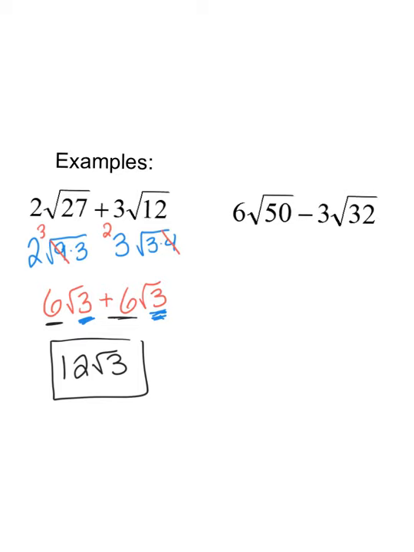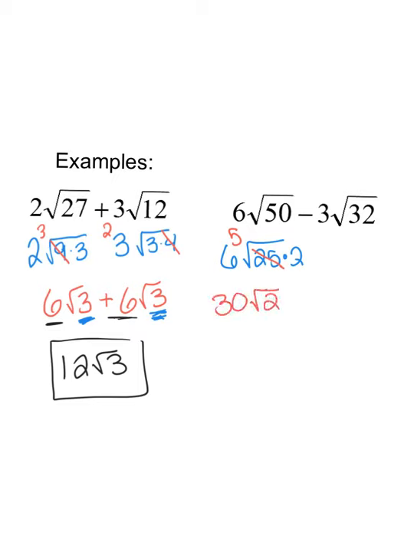If I look at the next example, I would look at the two numbers. Since they're different, to me, simplifying the 50 is easier than simplifying the 32. So the first thing I'm going to do is break down the 50. That's 25 times 2. The square root of 25 is 5, so this becomes 30 radical 2.